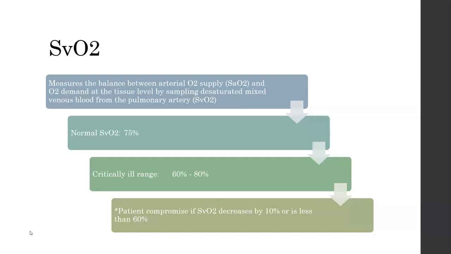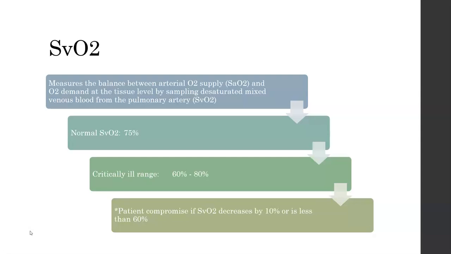SaO2 is the measure of saturation of hemoglobin in the arterial blood, and SvO2 measures the saturation of hemoglobin in the blood when it returns to the heart after having passed through the body, tissues, and cells. So we have desaturated blood from that pulmonary artery catheter tip that is sampled for the SvO2 reading. And we have 4 big factors that contribute to this balance. We've got cardiac output, so how much blood is being provided to the tissues and cells. We've got hemoglobin, which obviously carries that oxygen in the blood. So is the patient's hemoglobin adequate?